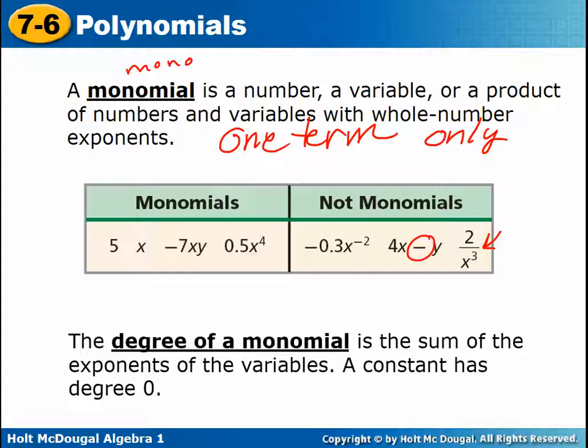The degree of a monomial is the sum of the exponents of the variables. If it's a number, a constant, like 5, that has a degree of 0. But anything else, if it's just x, that would have a degree of 1. In this next box, negative 7xy, that would have a degree of 2 because you'd add the two exponents together. In the next one, this one would have a degree of 4 because the variable has an exponent of 4.